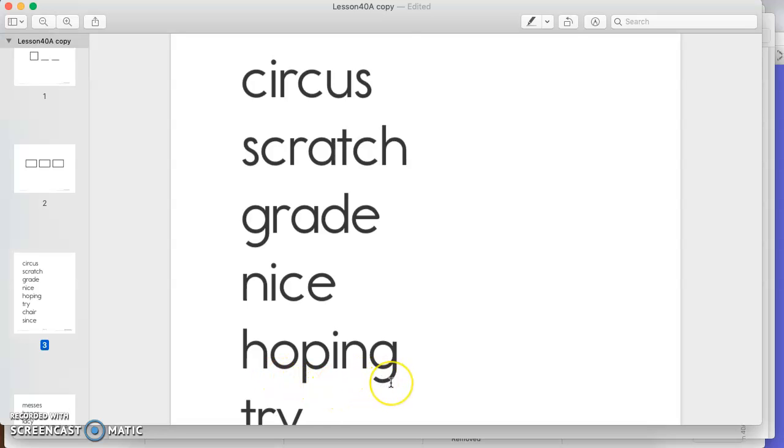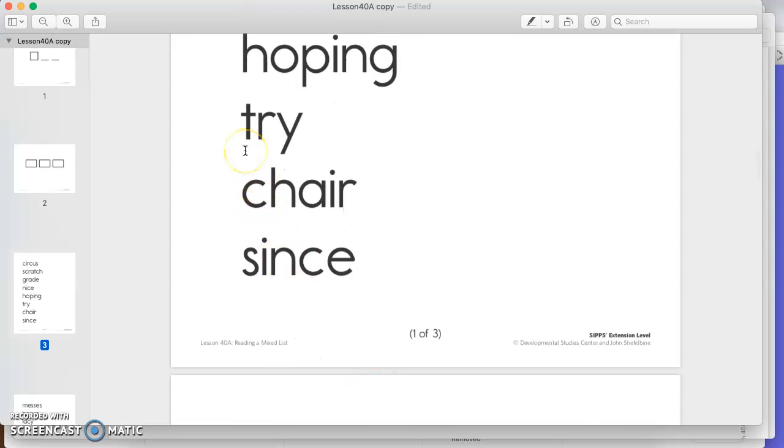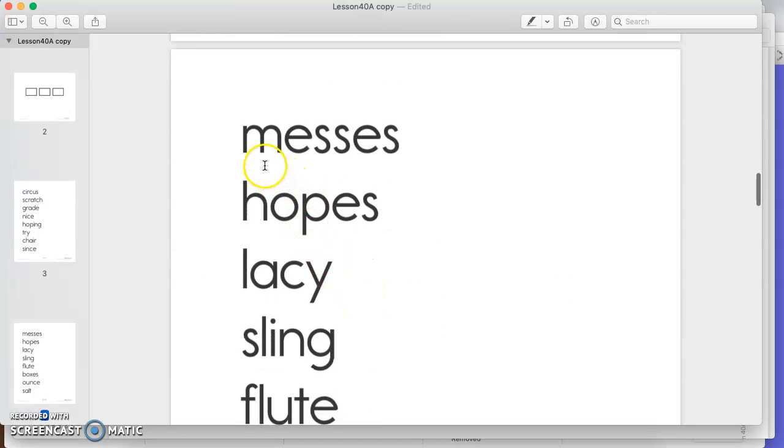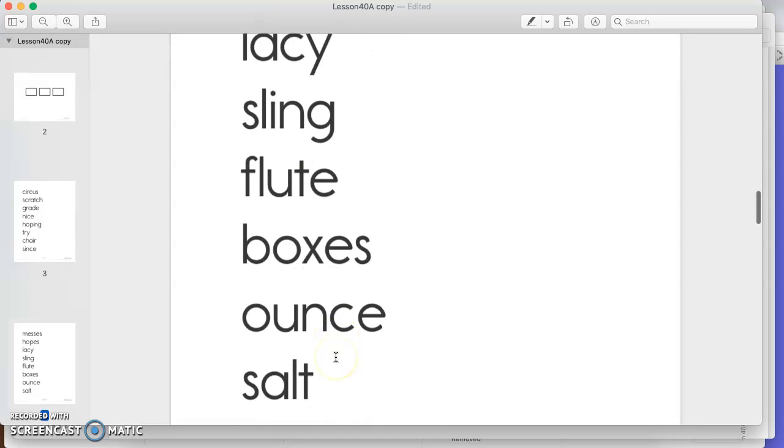Read. Hoping. Look. Read. Try. Look. Read. Chair. Look. Read. Since. Look. Read. Messes. Look. Read. Hopes. Look. Read. Lacy. Look. Read. Sling.